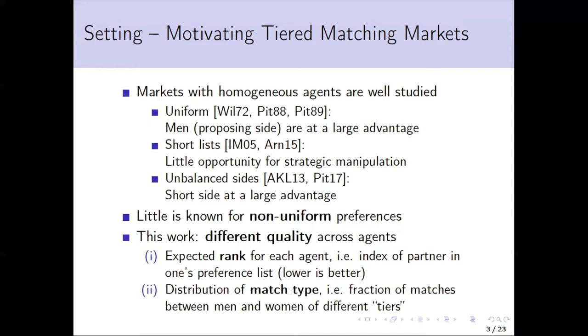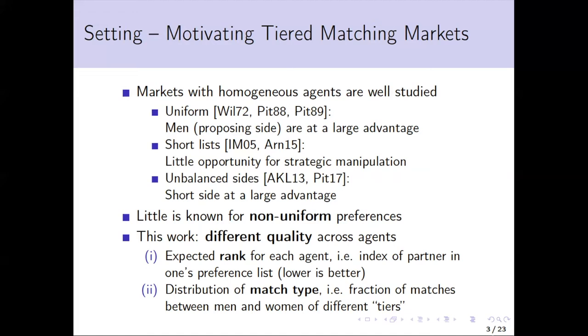In particular, we want to tackle the following two problems. First, we want to deduce the expected rank for each agent in the market. The rank is defined as the index of one's partner in this individual's preference list. And we want to mention that lower means better here for ranks, because if you have rank one, it means you're matched to your favorite partner. The second problem is the distribution of match types, which means what fraction of the matches are between men and women of certain types or certain tiers, which we will formalize in the next slide.